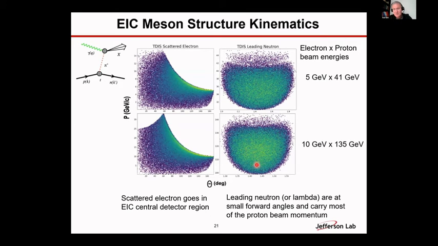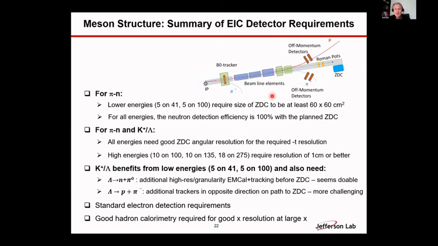And that just means that the scattered electron goes into your main detector, and this leading neutron, or whatever it is, goes forward around your beam pipe. This is why we had to pay so much attention to the forward detection. It always goes forward, but you need to measure it. So this whole cartoon of the forward detector of the EIC, a lot of that was driven by meson structure.